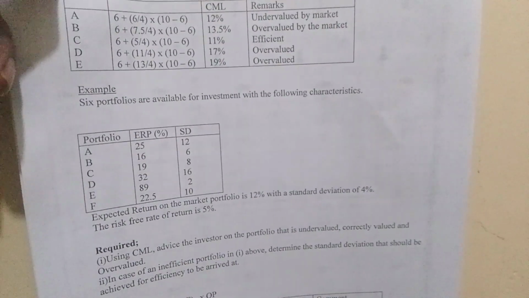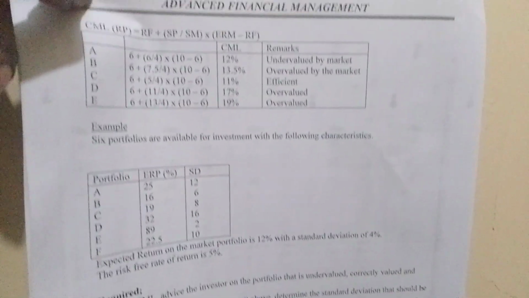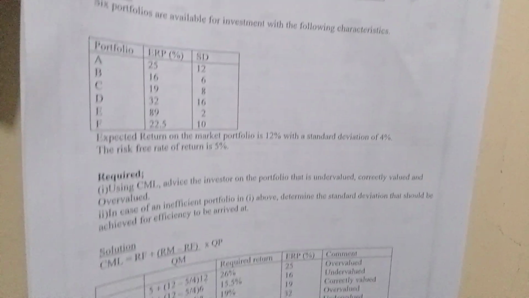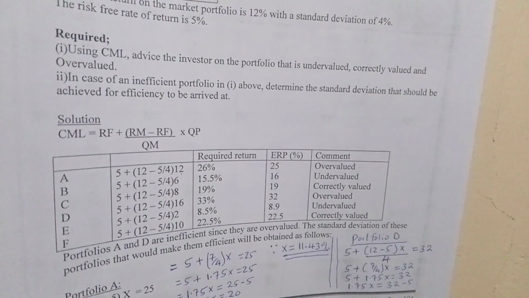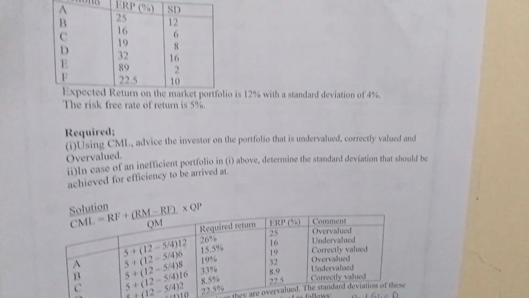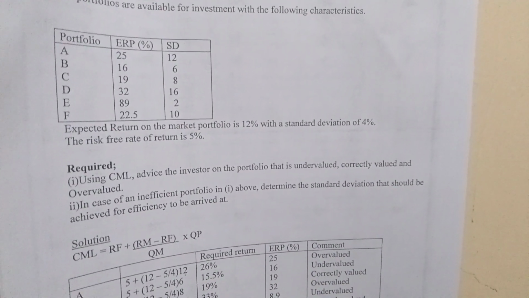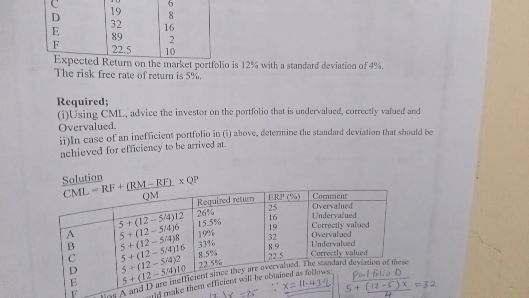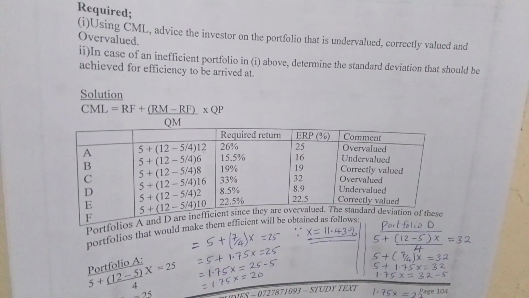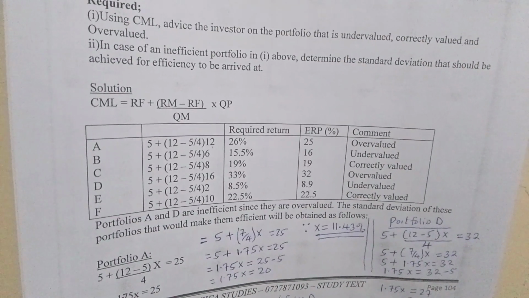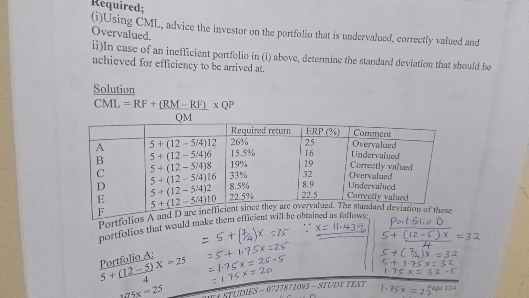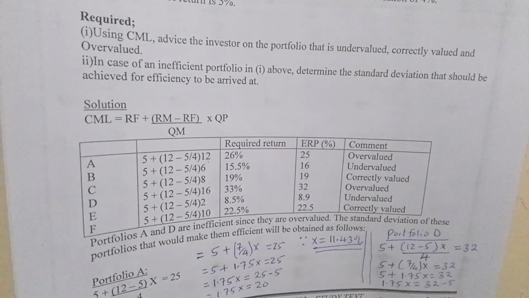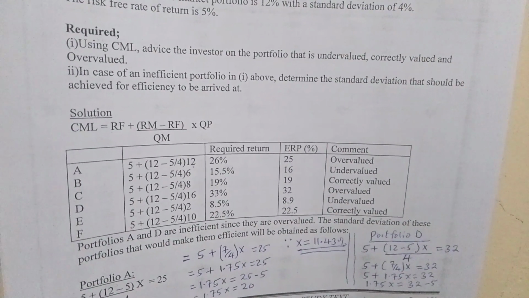You compare the expected return with the required return. Now you can see your expected return as per the question is 25, 16, 19, 32, 8.9, and 22.5. So just place them there. The required return, the ones which you have calculated, compare with the expected return as per the question.